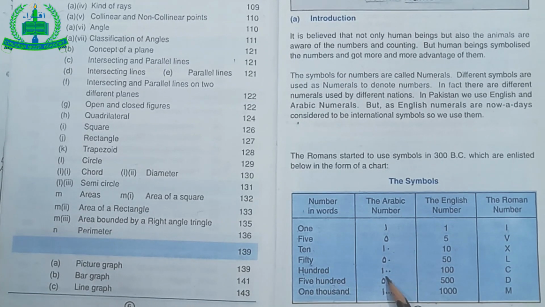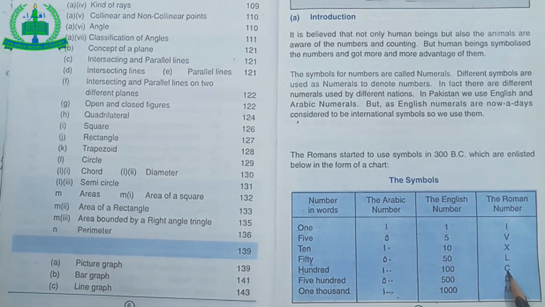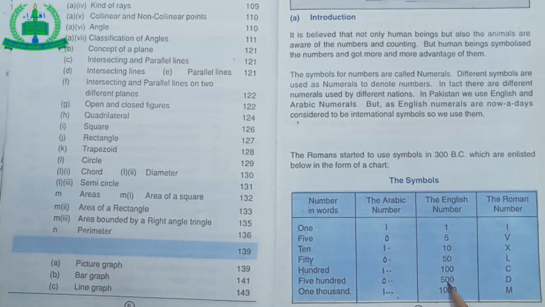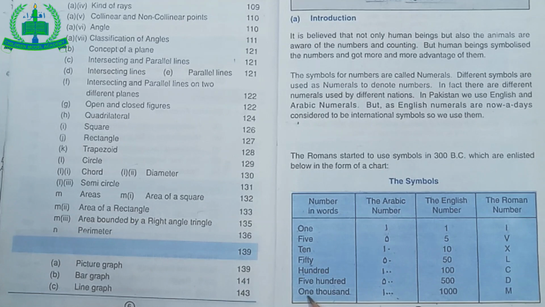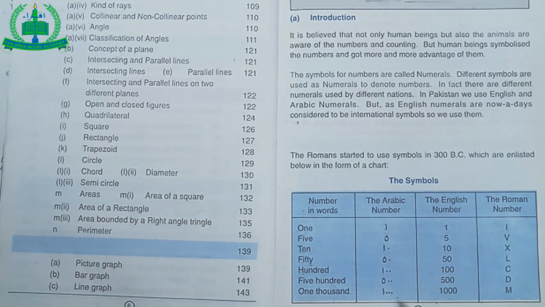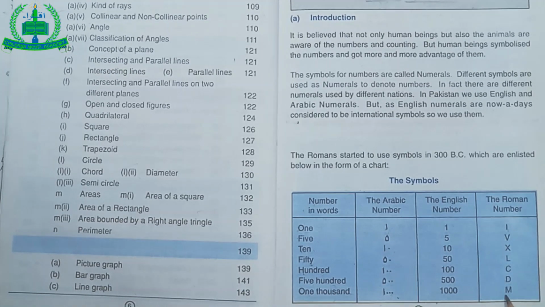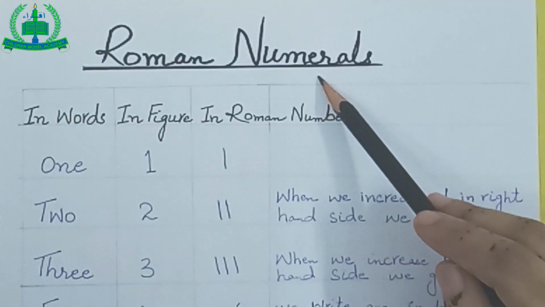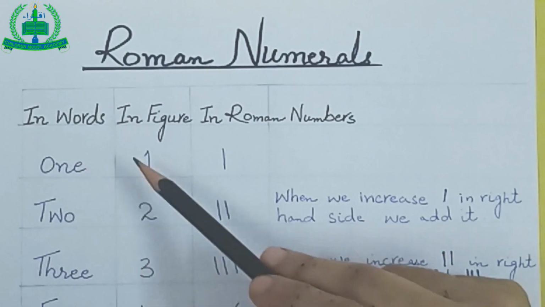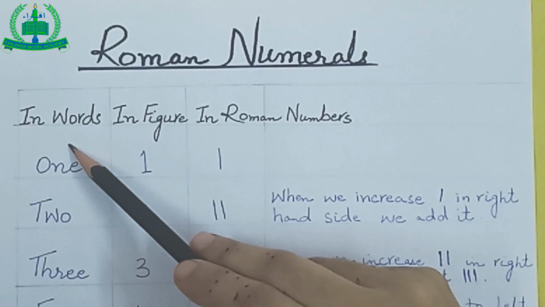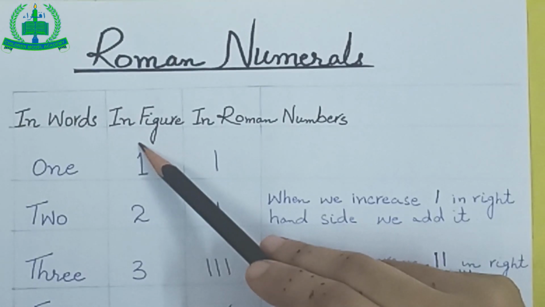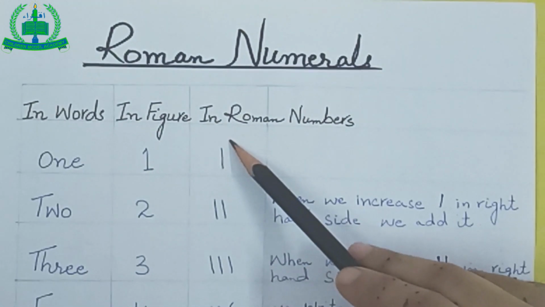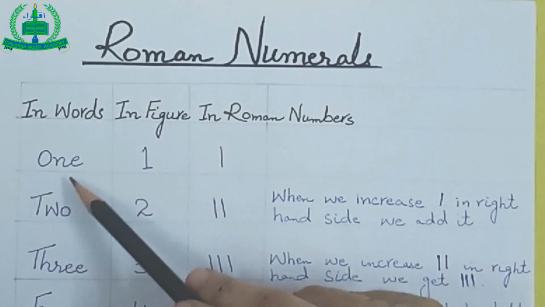100, C. 500, D. 1000, M. Look at my chart, Roman numerals. We draw columns: first for numbers in words, second for numbers in figures, and third for Roman numbers.